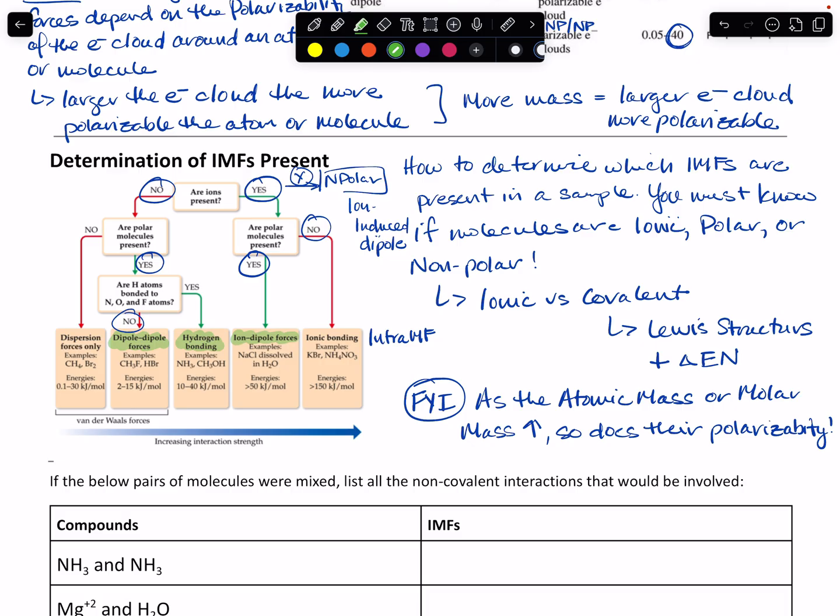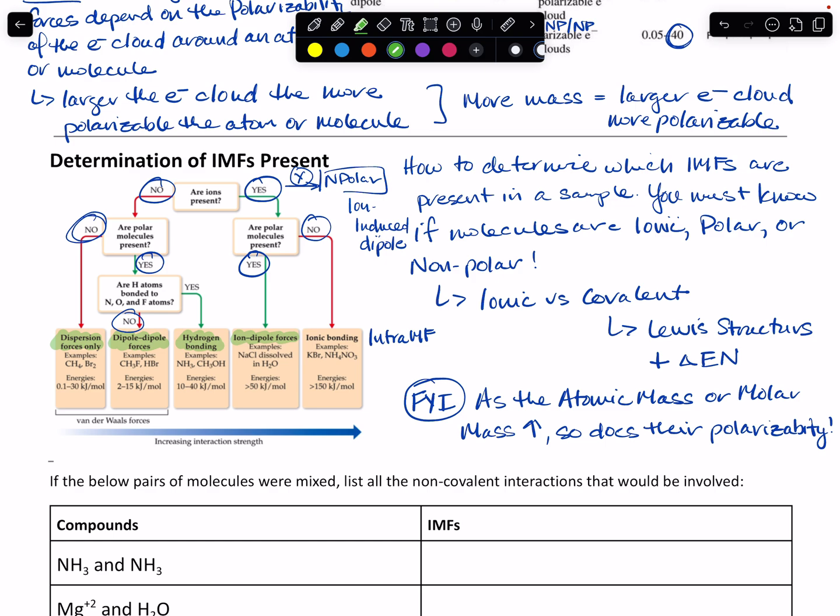If you have a mixture of polar and non-polar, that's where you get your dipole induced dipole forces. But that's not on this script. And then finally, what if you don't have any polar molecules? So everything's non-polar. Then that means you're going to have London dispersion forces only.